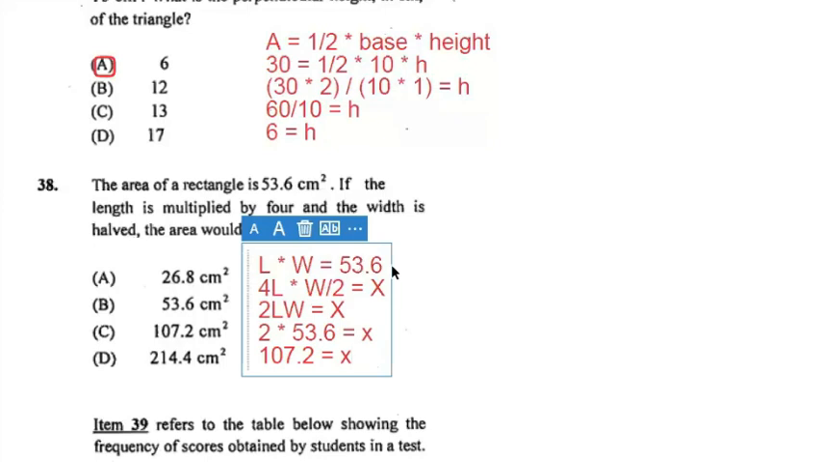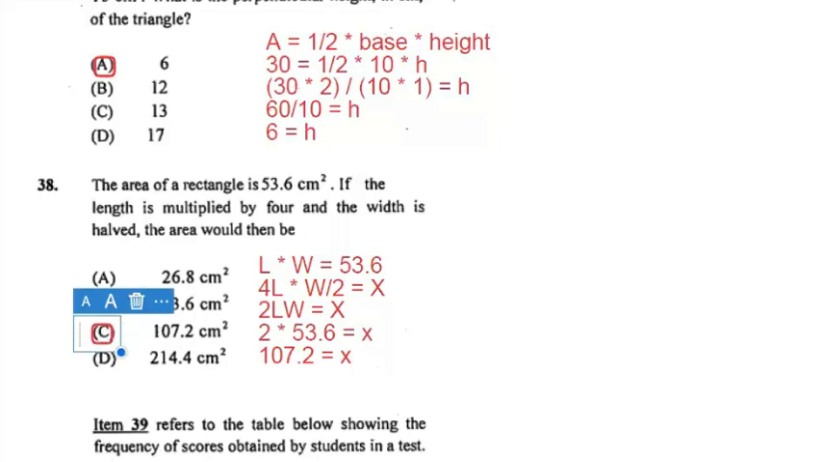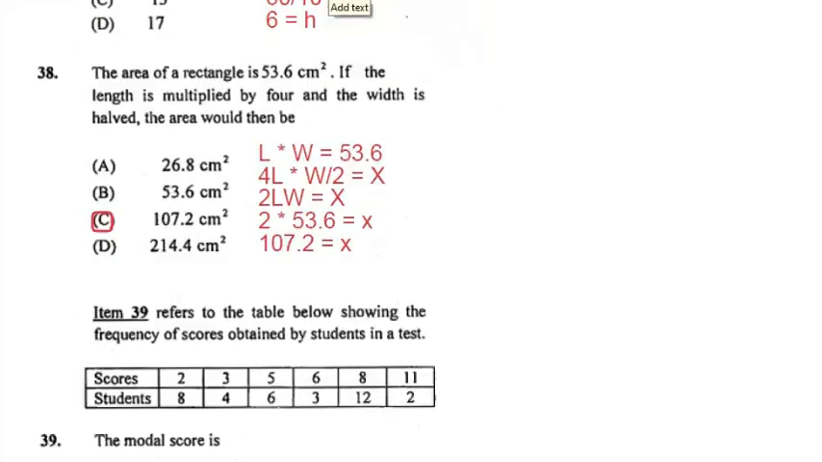But we know from the question and from this top equation that length multiplied by width is equal to 53.6, so it is 2 times 53.6, replacing the length times width from the formula, and that is equal to x. So therefore x is equal to 107.2 centimeters squared. So our answer for 38 is C. And we're coming along nicely, guys.